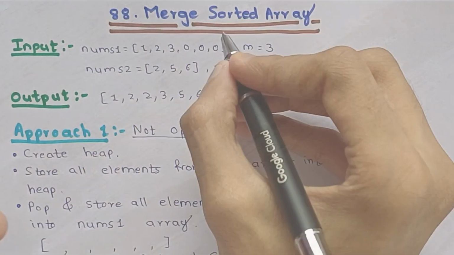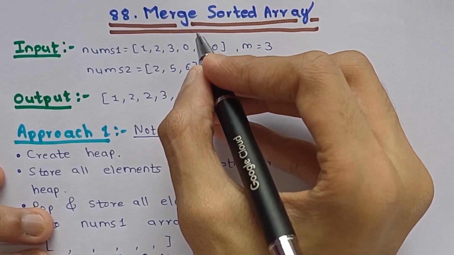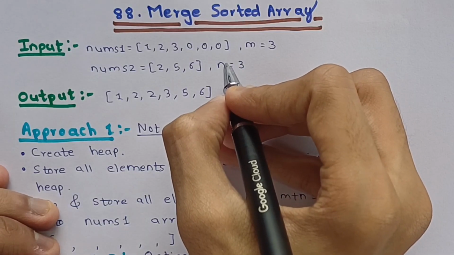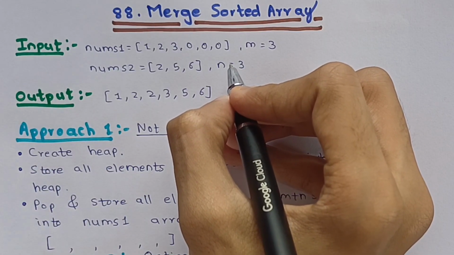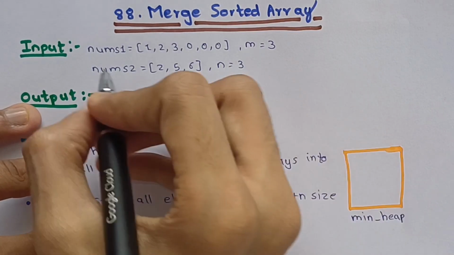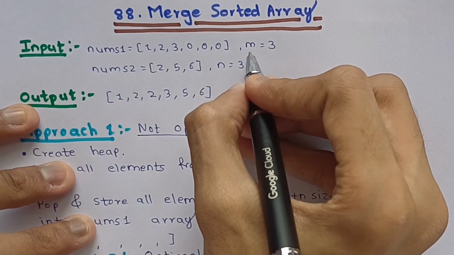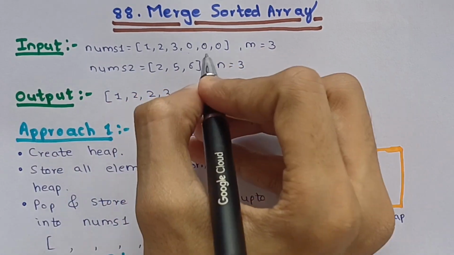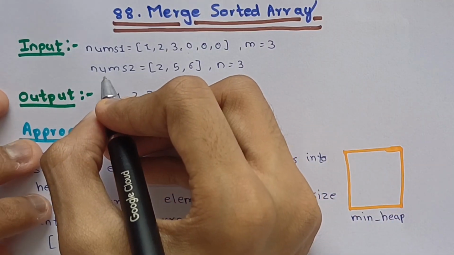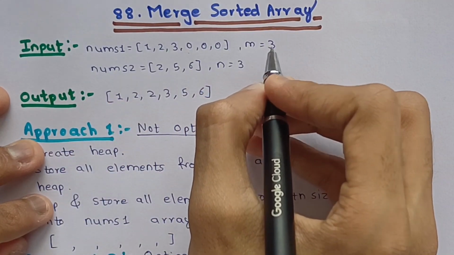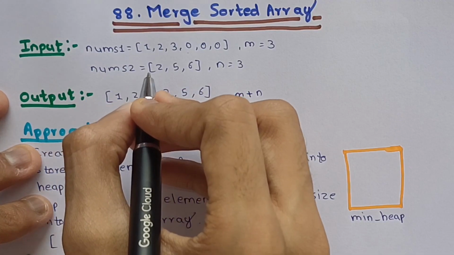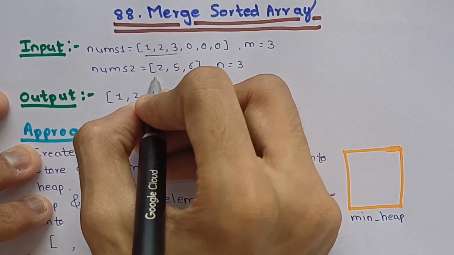Let's understand the problem statement. We have to merge two sorted arrays. We are given two sorted arrays and we have to merge them, and after merging they should remain in sorted order. Here is the nums1 array and its size m is equal to 3, meaning 0s are left at the end. And n is the number of elements of the nums2 array. So here are 3 elements and here are 3 elements.